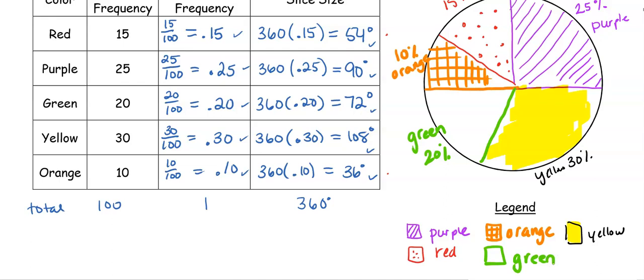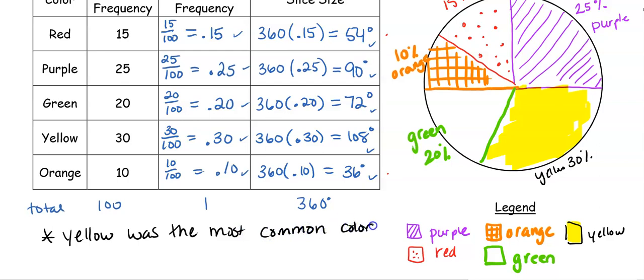So not only do you have to be able to create the graphs, you also want to be able to interpret the graphs. So if you wanted to make some general observations about what you see in the pie chart, it gives us a good visual of the relationships. So one thing that I see right off the bat is that yellow was the most common color. I also see that orange was the smallest slice, so orange was the least common color.